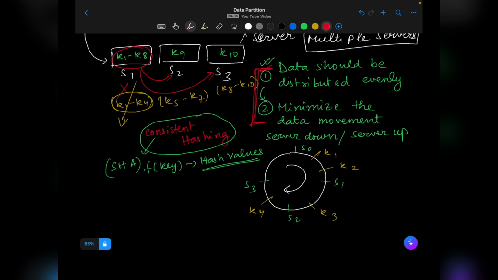So if we move in a clockwise direction, K2 is assigned here, K1 is assigned here, K3 is assigned to S2, and K4 is assigned to S3. In this way, the keys are being assigned to the servers.